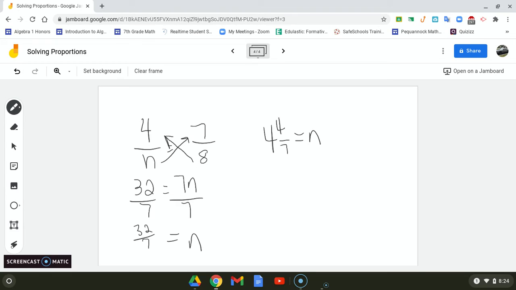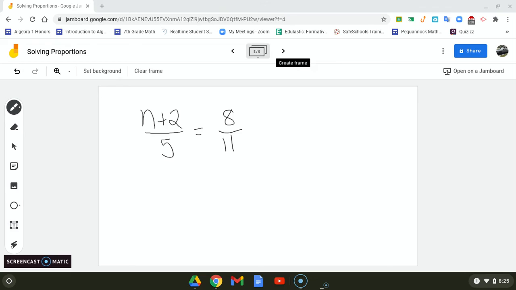Okay, let's go to the next level of problem, one that's slightly more difficult. This time it's not just n, we have an n plus 2. If you look at it up here, you could see that's not just an n. All that does is add another step to the problem. It doesn't make it harder, just adds a step. So again, we could see that this is not going to be one of those scaling problems. There's nothing easy to multiply n plus 2 by to get 8.